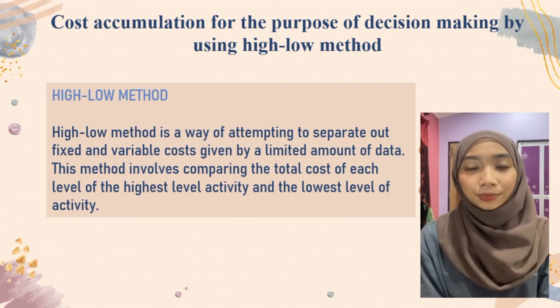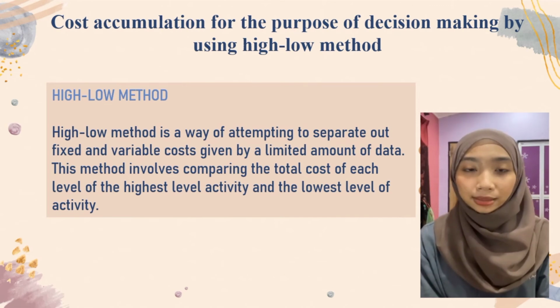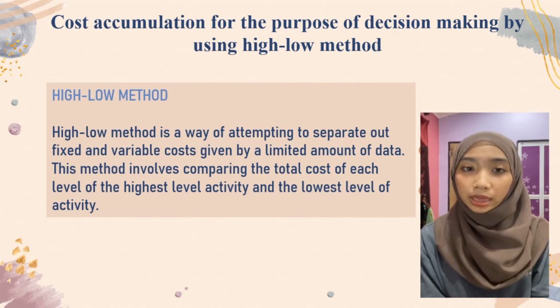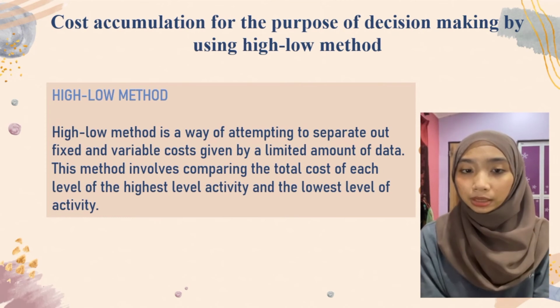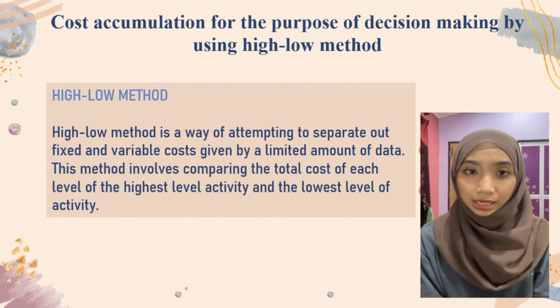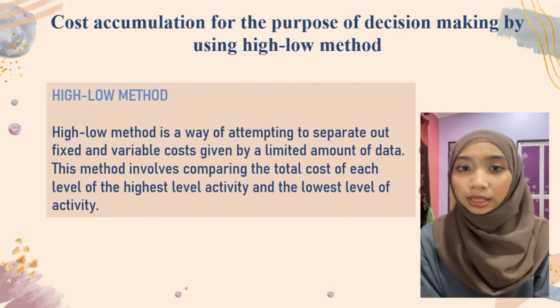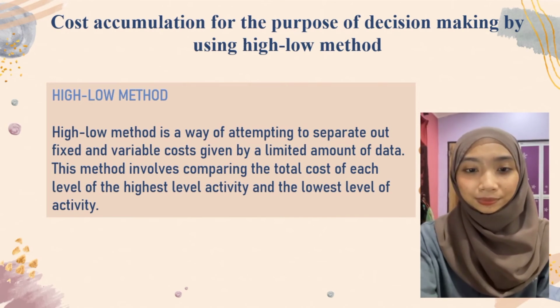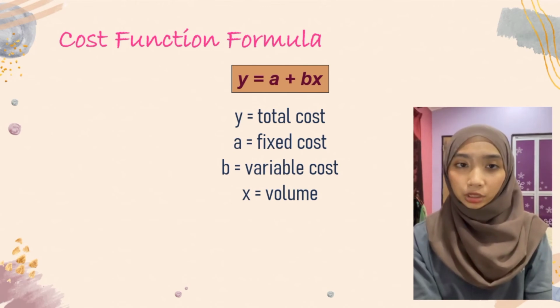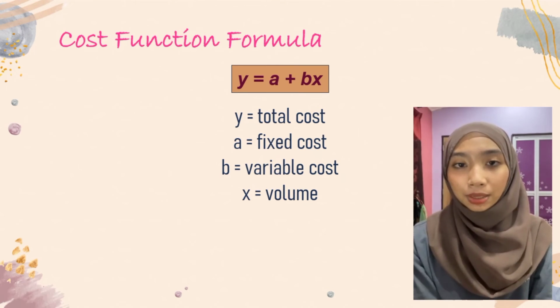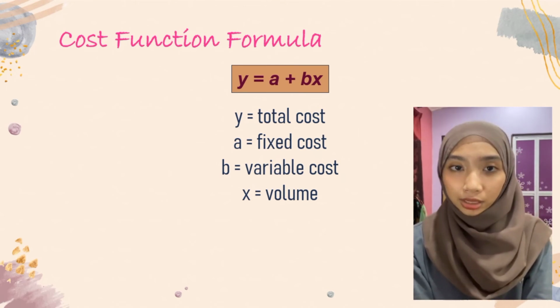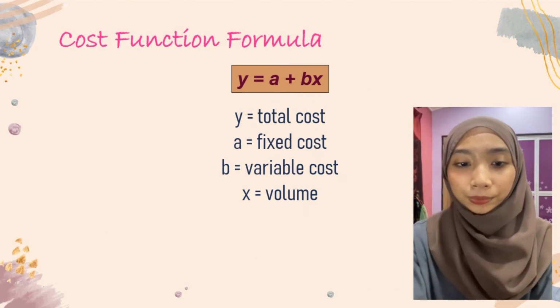I'll be continuing our presentation with a discussion on cost accumulation for the purpose of decision making by using the high-low method. First, what is the high-low method? The high-low method is a way of attempting to separate out fixed and variable costs given a limited amount of data. This method involves comparing the total cost of the highest level of activity and the lowest level of activity. The cost function formula for the high-low method is y equals a plus bx, where y is the total cost, a is the fixed cost, b is the variable cost, and x is the volume.